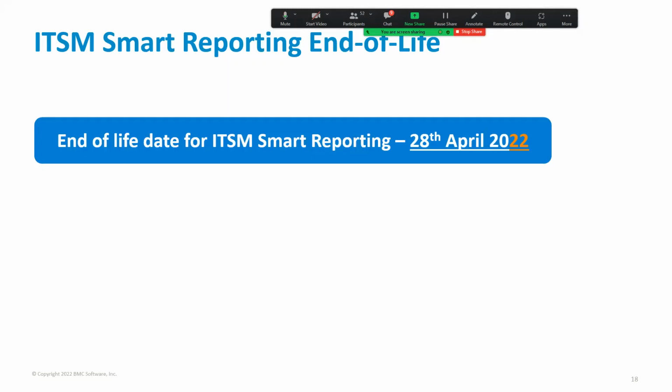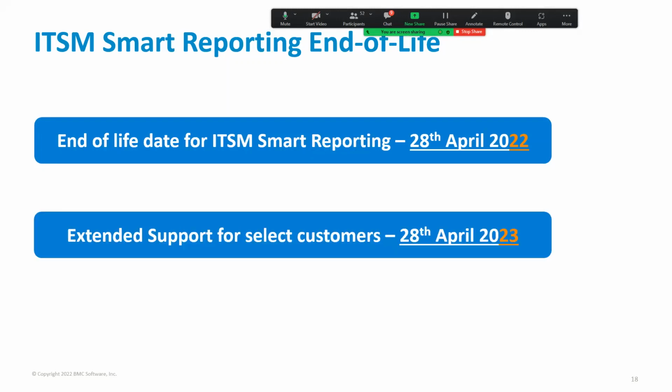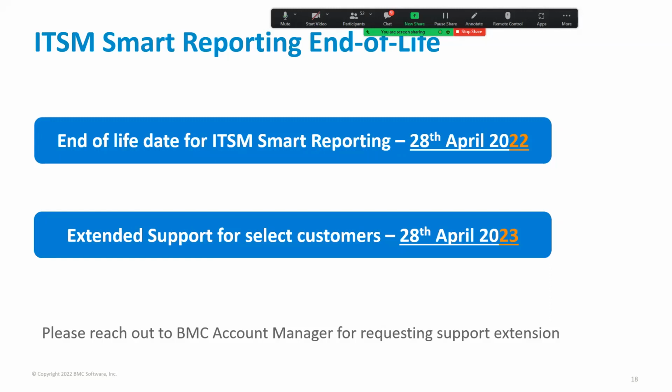Given that customers have invested in Smart Reporting and will require some time and effort to convert to or start with Helix Dashboard, we have offered extended support for another 12 months after the end of life. So the selected customers who opt for the extended support can use their Smart Reporting till April 2023, another 14 months from now. What you need to do is reach out to your BMC account manager, requesting the support extension for Smart Reporting. Many of the account managers are already informed, and they have also pre-registered some of the accounts for this support extension.